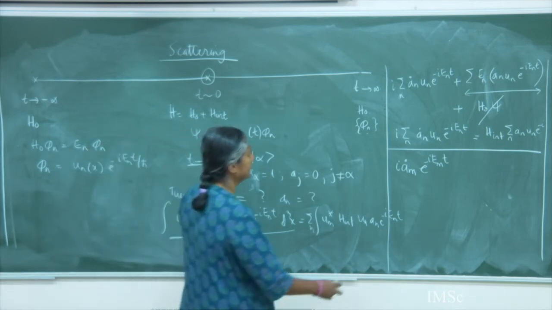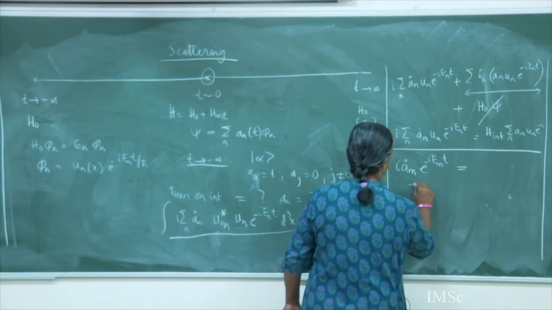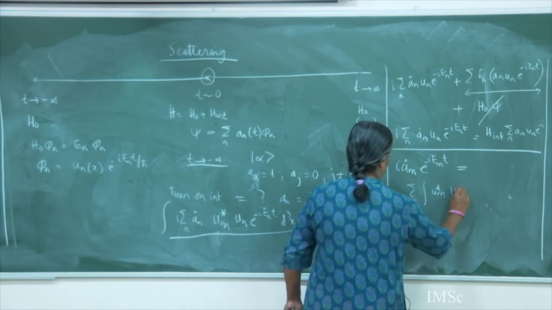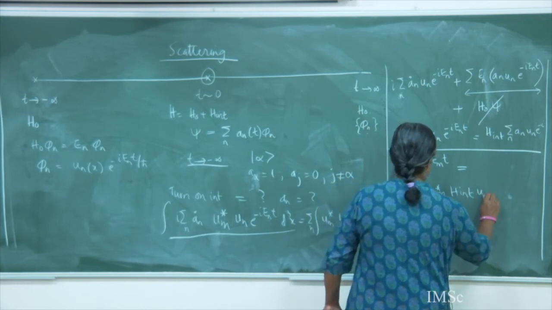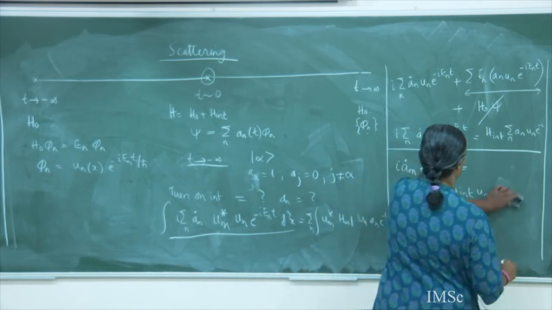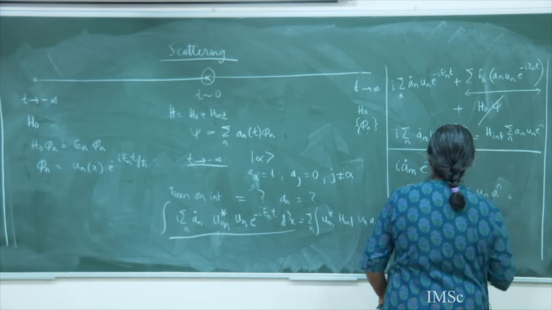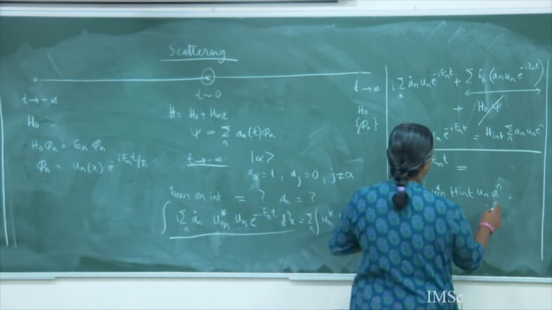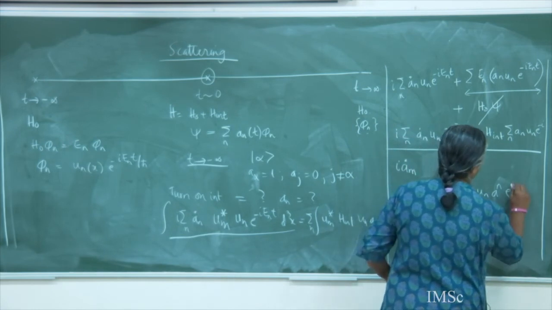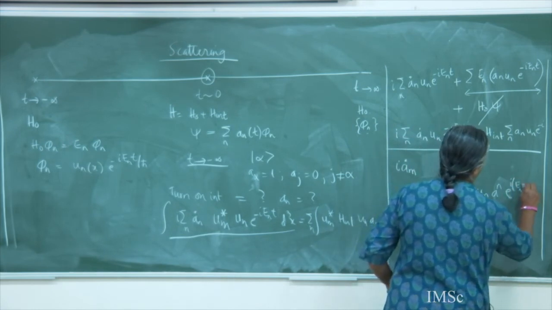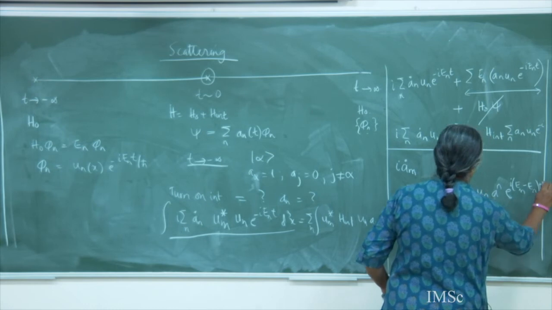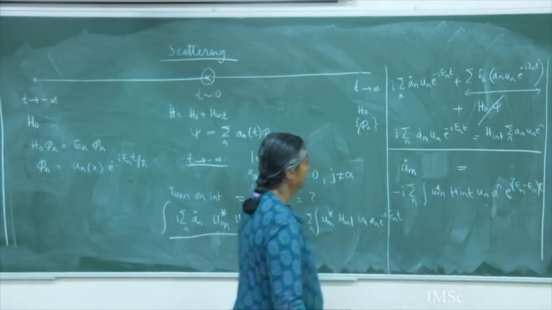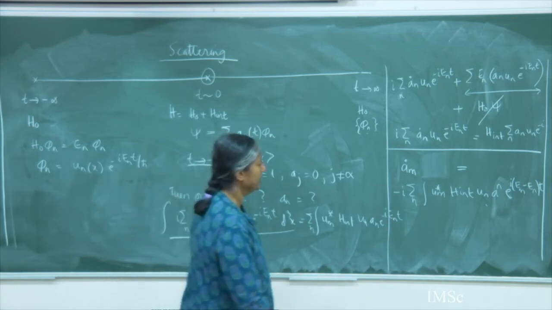And the right hand side is exactly the same; you can't do much with it. So there's a summation over n of u m star h int u n a n. Now what I'm going to do is bring the e to the minus i e m t to the right hand side as e to the plus i e m t, and I'll bring the i over here, and d cubed x.